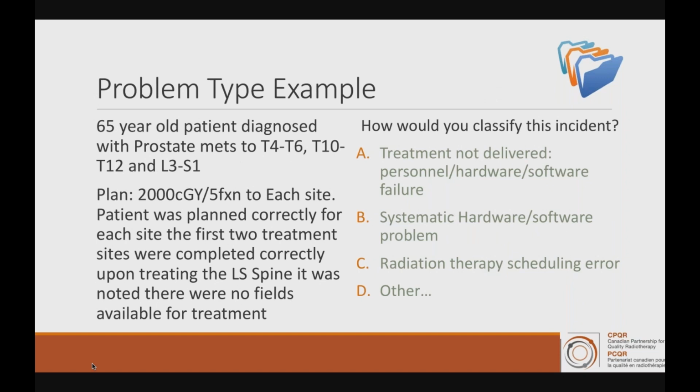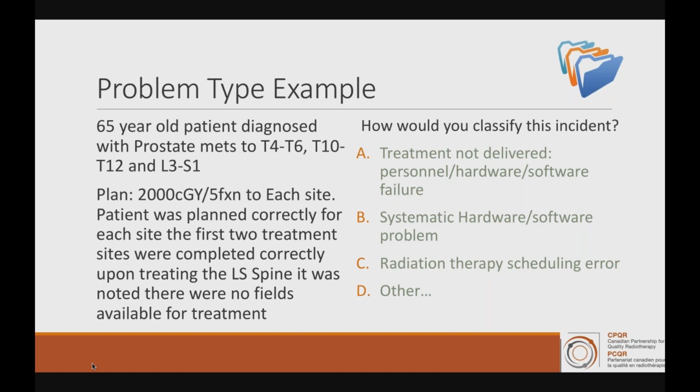Next example. We have a 65-year-old patient diagnosed with prostate metastases to T4, T6, T10 to T12, and L3 to S1. The plan is to deliver 2000 centigray in 5 fractions to each site. The patient was planned correctly for each site. The first 2 treatment sites were completed correctly. Upon treating the lumbosacral spine, it was noted that there were no fields available for treatment.